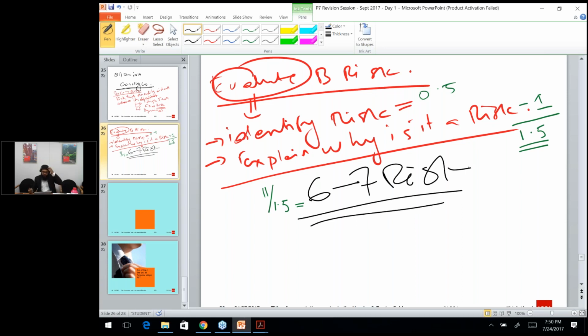So you need to identify the risk, and you'll get half a mark for it. You will have to explain why it is a risk, and you'll get 1 mark for it. So that's requirement number 1.